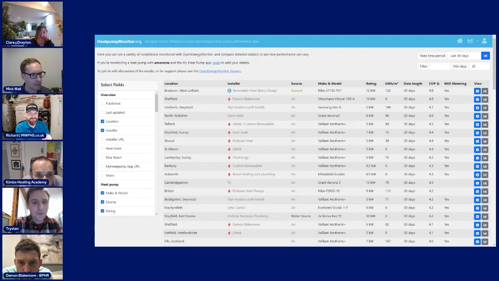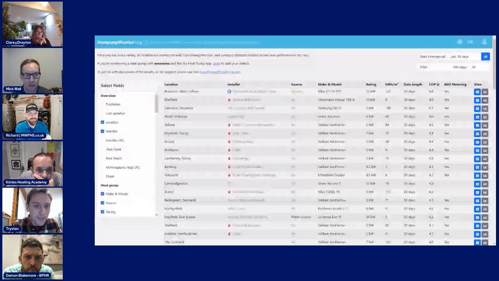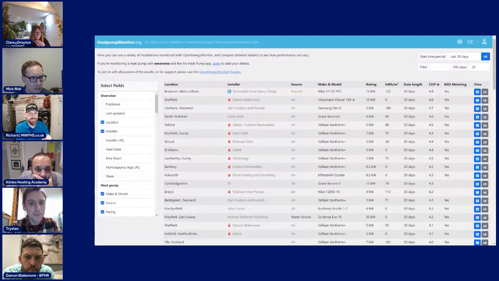So what you've got here is a number of systems listed. Each row on that table is a system in a different location. So there's one there, Broxburn, West Lothian. That's Renewable Heat, a ground source heat pump. You'd almost expect that to be at the top, being a ground source, but there's also a couple of ground sources which are much lower down on the list, so it's not always the case that the ground source gets the best. But that one is a really good system. That one's doing really well.